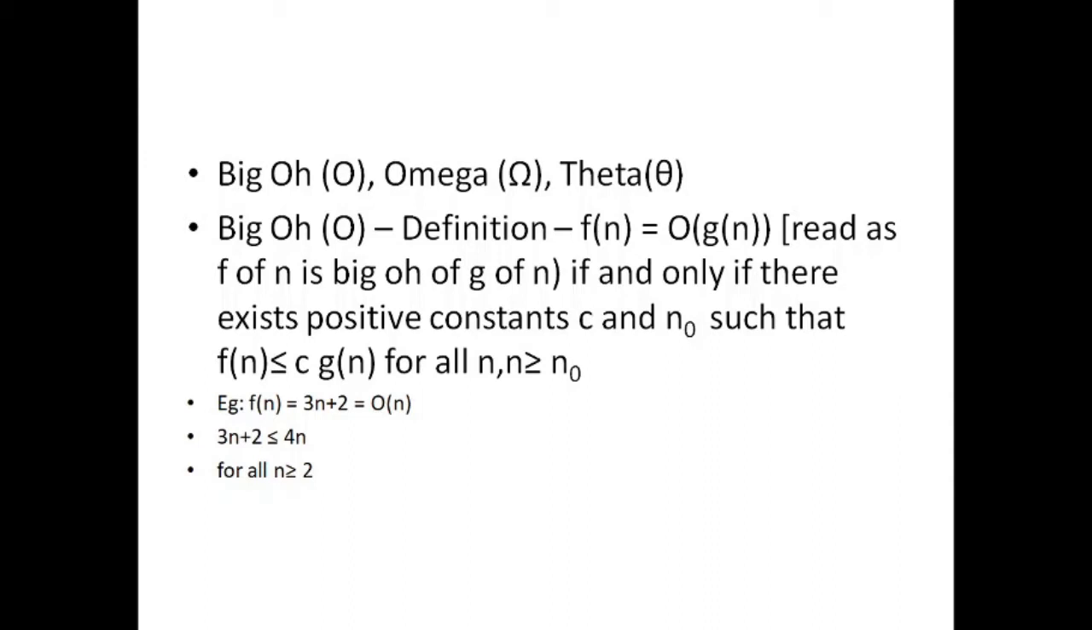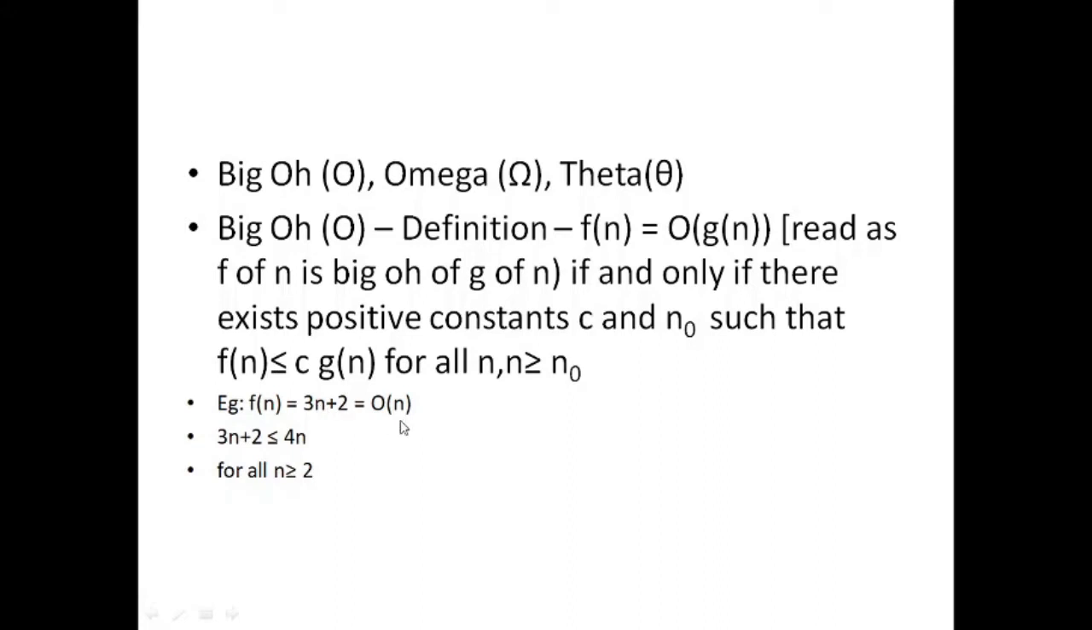We also saw the definition of big O notation. Any function f(n) can be said to be order of g(n) if there exist some positive constants c and n0 such that f(n) is less than or equal to c times g(n) for all n greater than or equal to n0. We also saw this example: f(n) is 3n plus 2. We can write it as order of n, where n is our g(n).